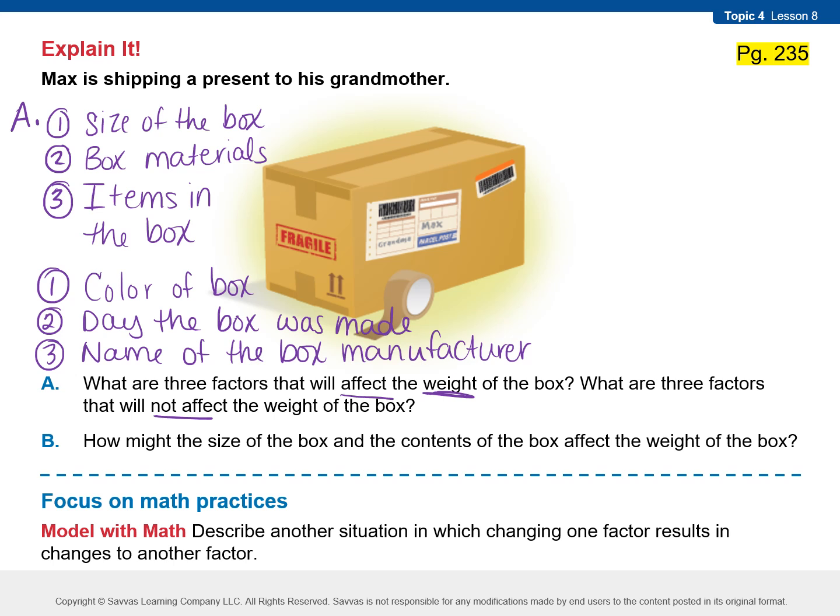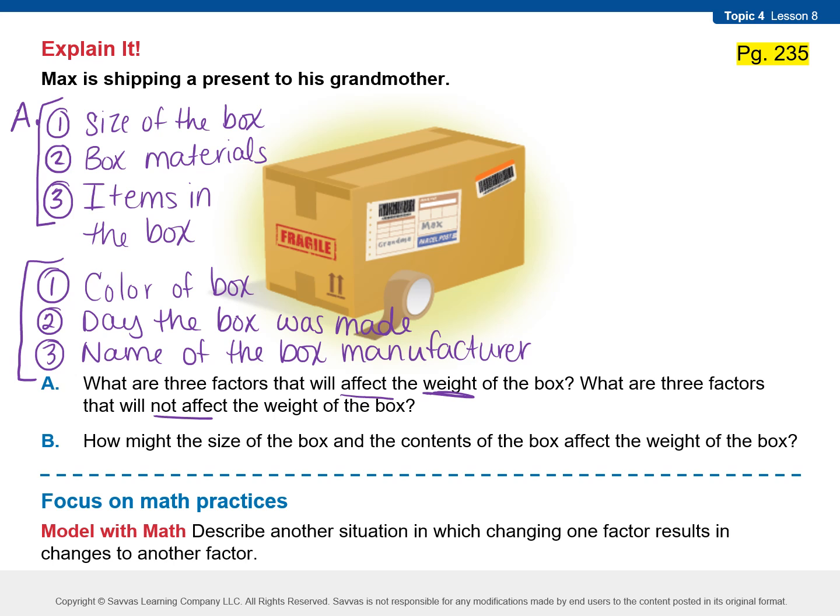So again, the first question, we listed 3 factors that could possibly affect the weight of the box. The second question, list factors that would not affect the weight of the box. Okay, look at part B. How can the size of the box and the contents of the box affect the weight of the box? So on this one, we can just talk it through. You don't have to write anything down. So let's just think about this. How might the size of the box and the contents of the box affect the weight of the box?